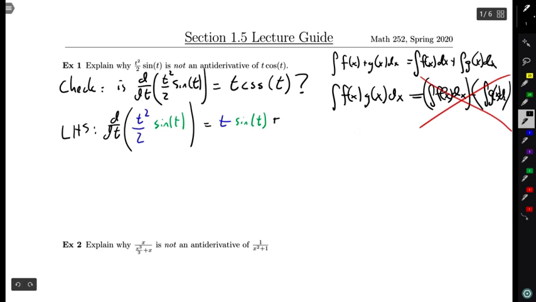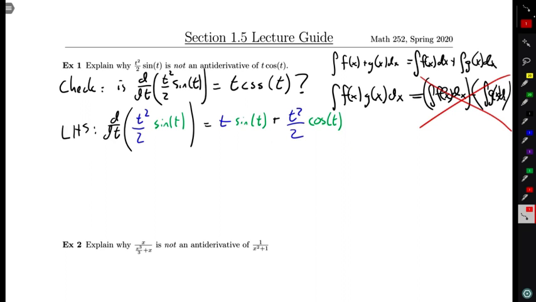To that, we're going to add, this time leaving the first function alone, t squared over 2, and multiplying by the derivative of the second function. The derivative of sine of t is cosine of t. Now that we've computed the left-hand side, we want to check, is this equal to the right-hand side?